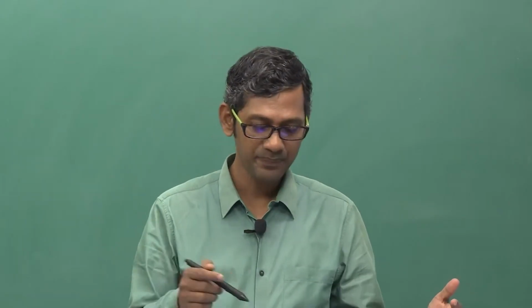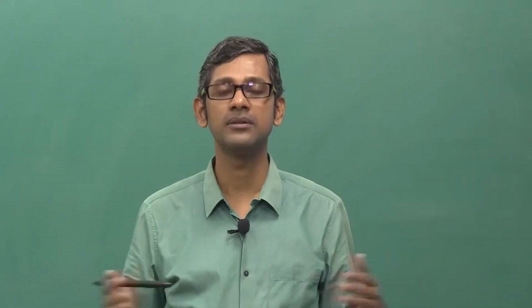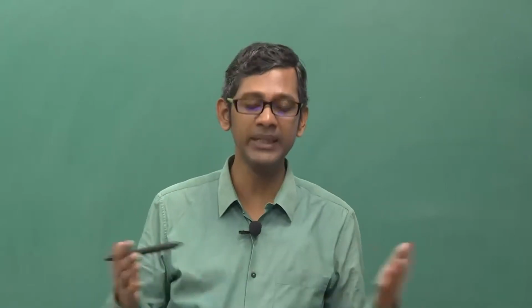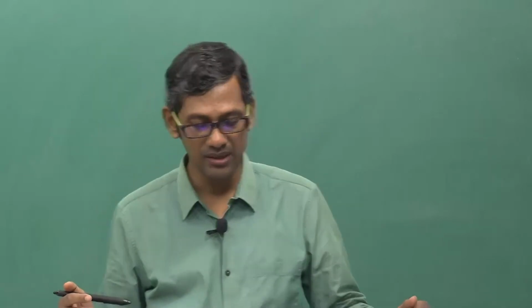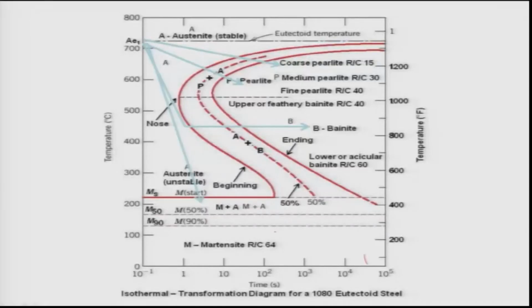If you quench below certain temperatures, only 50% or 90% transformation will happen, but it will happen like a burst, in an immediate kind of way. It happens actually at the speed of sound in the steels. That is why these lines are drawn like that.